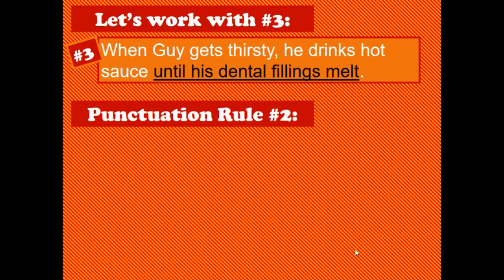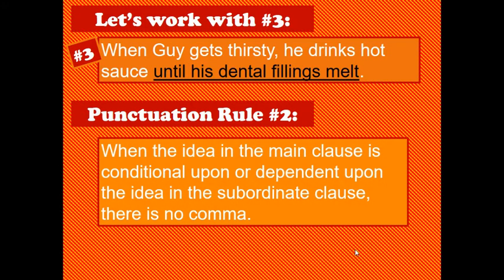All right. Now, what happens when the adverb clause is at the end of the sentence or is not at the beginning? Well, punctuation rule number 2 is a little more complicated. Basically, what happens in English is, when the actual idea of the main clause, in this case "he drinks hot sauce," that's the main clause, that's the main sentence, is being affected, controlled, or somehow manipulated by something outside of it, in this case the subordinate or adverbial clause, well, that changes things. So the real rule is: when the main clause is conditional upon or dependent upon the adverb clause, there's no comma. So let's think about this sentence.